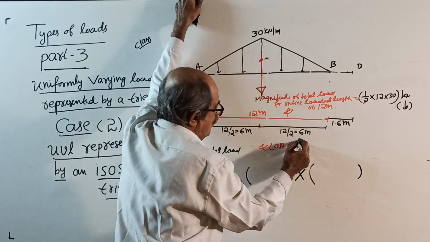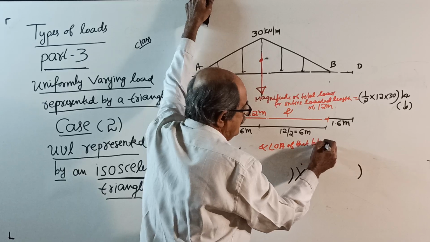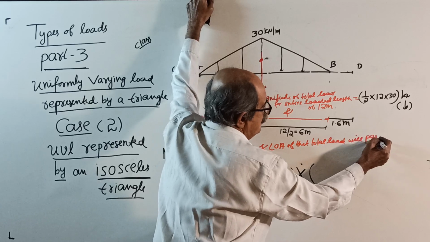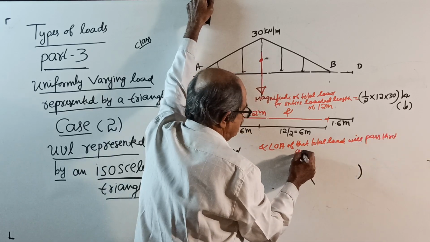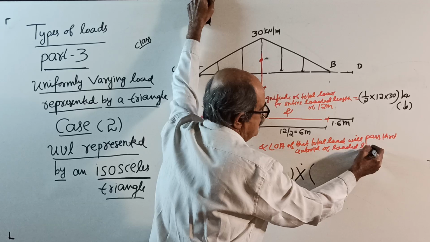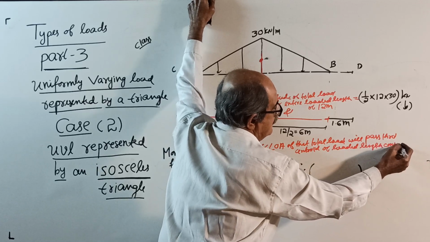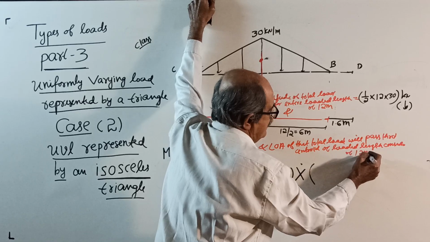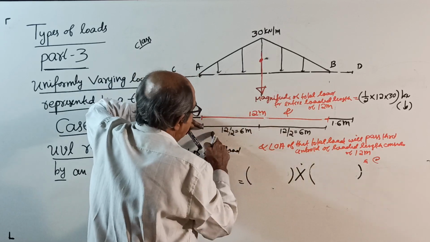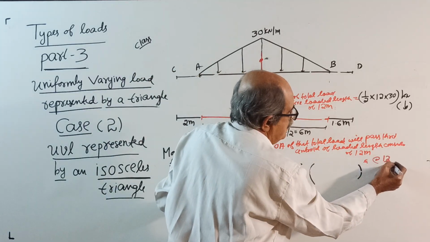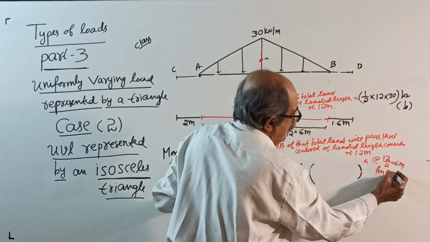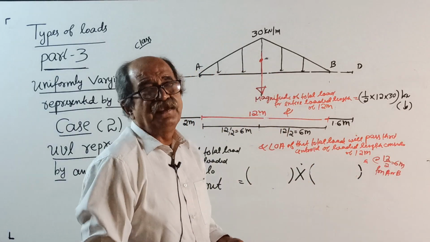The line of action of that total load, or you can write the total load for the loaded length of 12 meter, will pass through the centroid of the loaded length considered of 12 meter. That is at, see here, this is 12, means at 12 by 2 equal to 6 meter from either A or B. From A or B, both are okay. First you make this note.